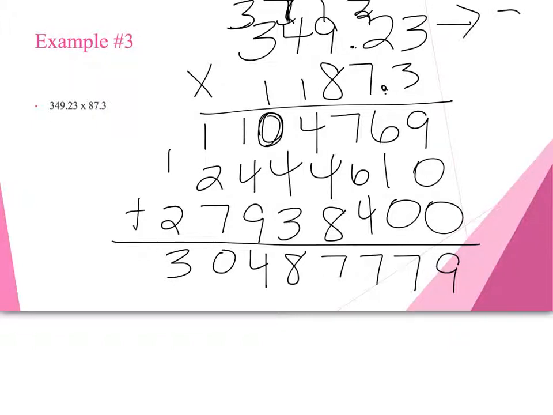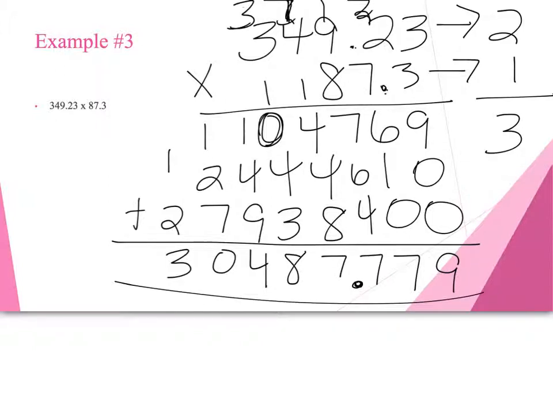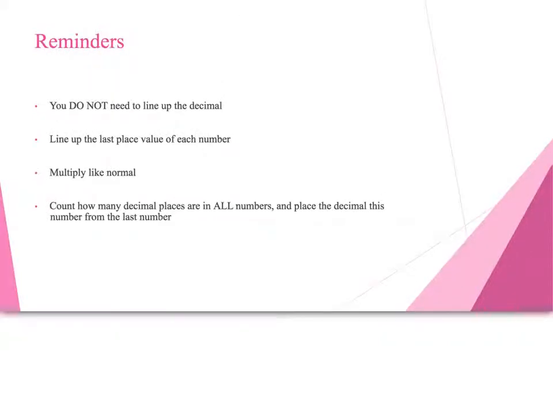So we've got 2 decimal places here. 1 decimal place here, so that's a total of 3 decimal places. So from the back, we count 1, 2, 3, and our decimal place needs to go in between these 2 sevens. So our total is 30,487 and 779 thousandths.